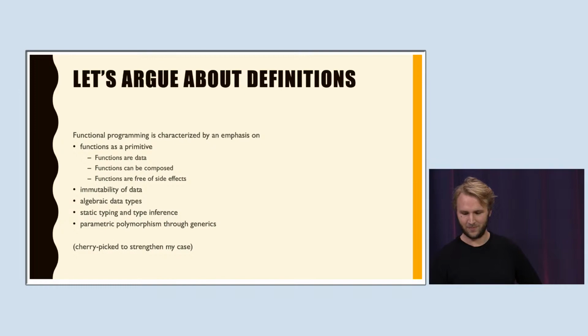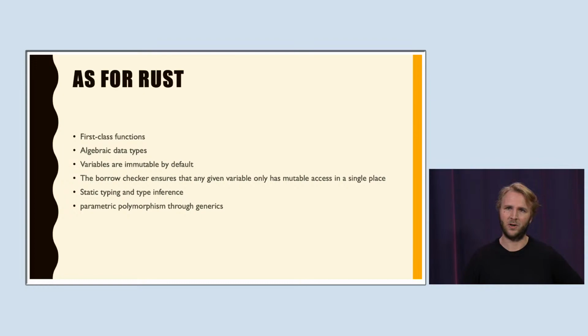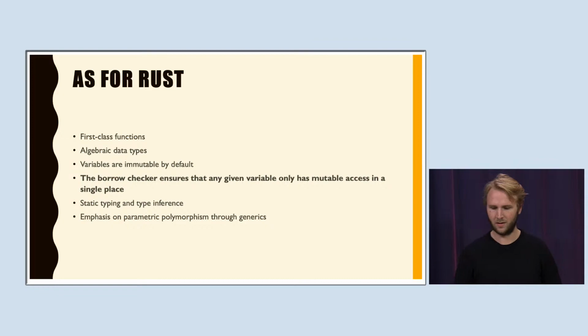What are some salient details about Rust, then? Well, first off, it has first-class functions. It has algebraic data types. It encourages immutability. In fact, the borrow checker in Rust sometimes forces you to it. And finally, it has a really nice and powerful type system. The borrow checker in particular has certain implications that drive us towards functional thinking. The fact that you can't in Rust have mutable access to something in multiple different locations kind of encourages the functional way of thinking about things.